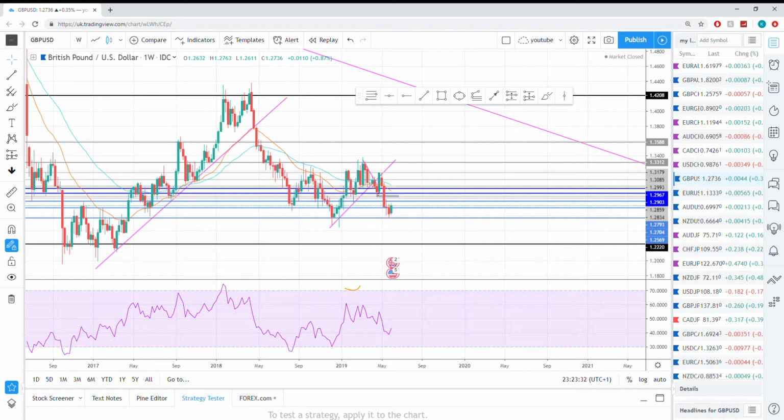The analysis will continue for this week, so we'll be looking at the pound and US dollar for this week. So let's just have a look at how last week performed.